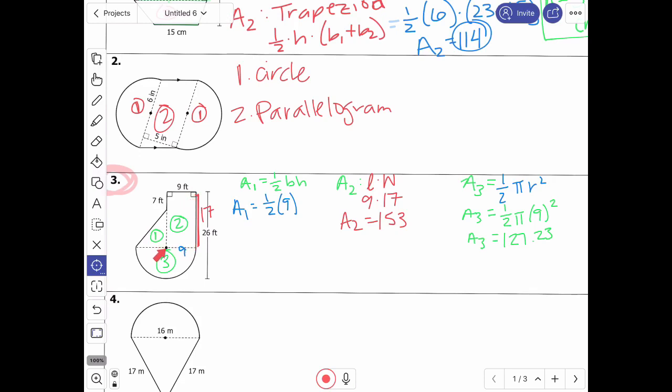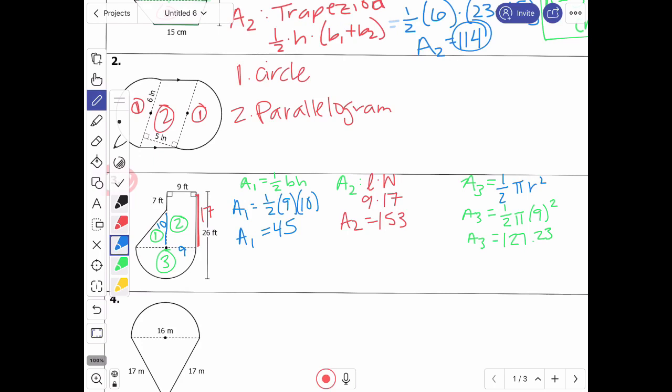Well, this triangle doesn't go all the way up to the top of this rectangle, so I know it's less than 17 feet. I have to subtract this 7 feet to account for this triangle not going all the way to the top of the rectangle. So I'm going to subtract 7 feet from 17 to just find this dotted line length, and that would leave me with 10. So just this dotted line would be 10. So half of 9 times 10 is 45. So area 1 equals 45.